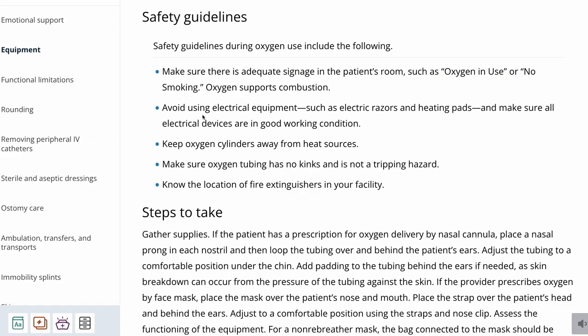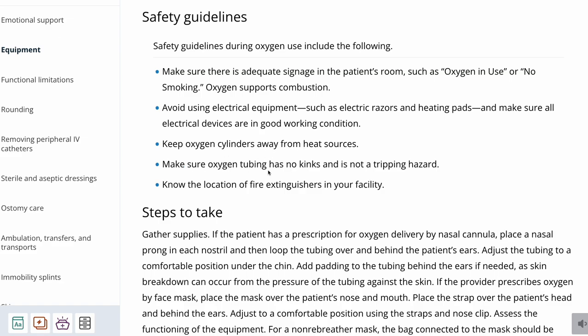Avoid electrical equipment like using an electric razor or heating pads when a person has oxygen on, because that too can spark a flame. And then keep oxygen cylinders away from heat sources. So those big giant oxygen cans, keep them away. Like in the wintertime, sometimes people will have those little space heaters. If you have an oxygen cylinder next to a space heater, it will blow up. And I'm talking about like a bomb blow up.